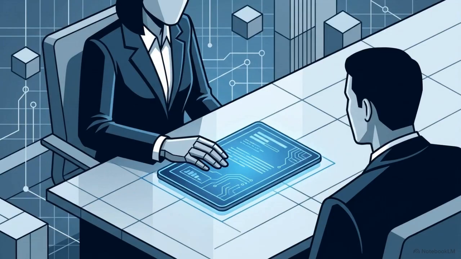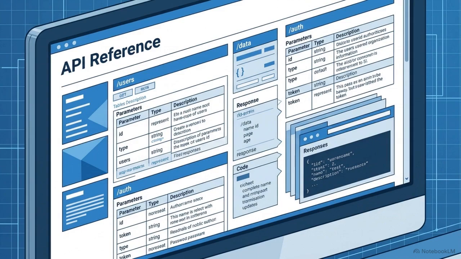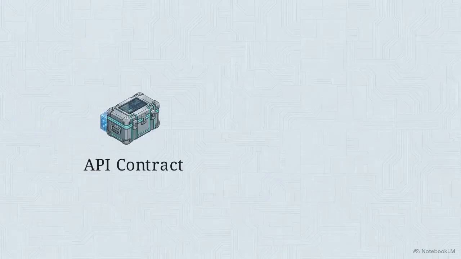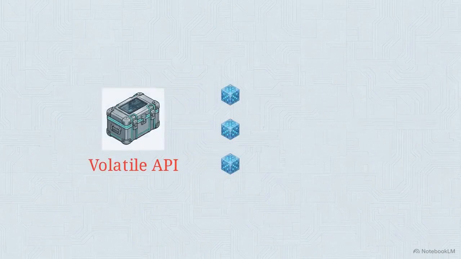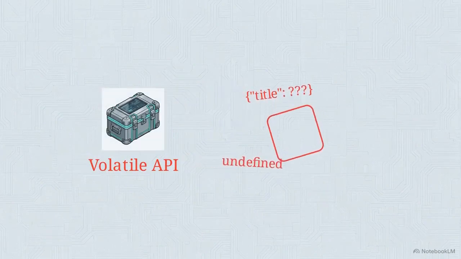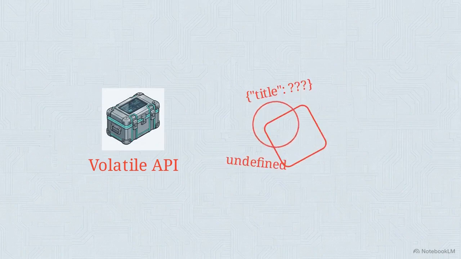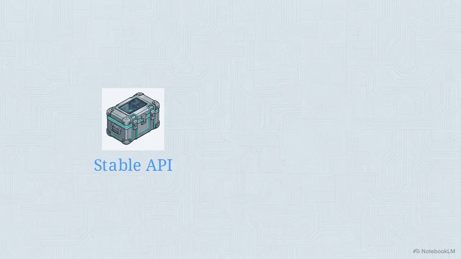To prevent this, architects treat communication between systems as a formal agreement. An API is more than a list of functions. It is a contract. This contract guarantees exact inputs, exact outputs, and specific behavior. A volatile API returns arbitrary responses without clear structure, forcing the front end to guess and create buggy code. A stable API delivers predictable structure and exact error formats, ensuring reliable communication.